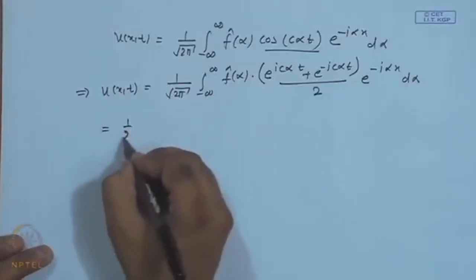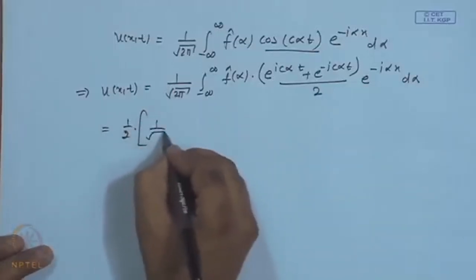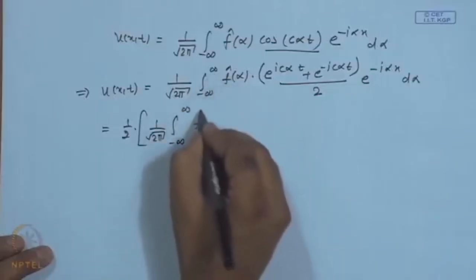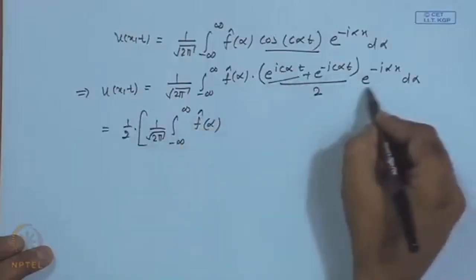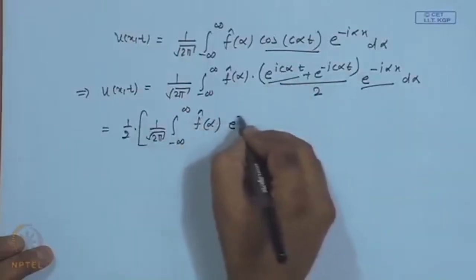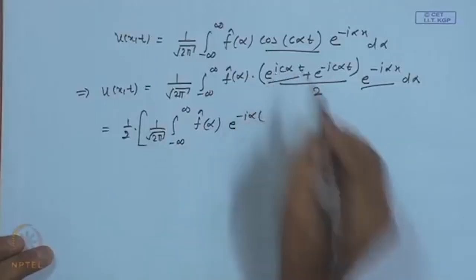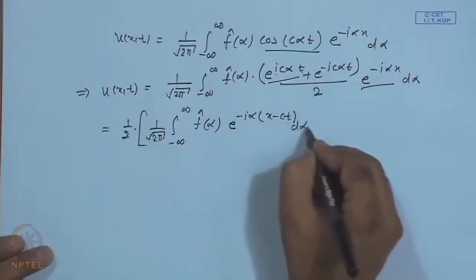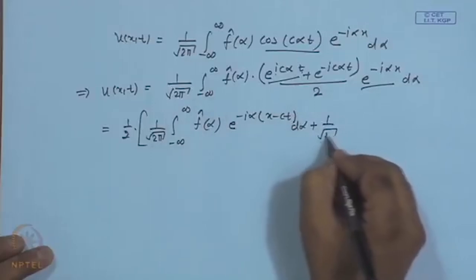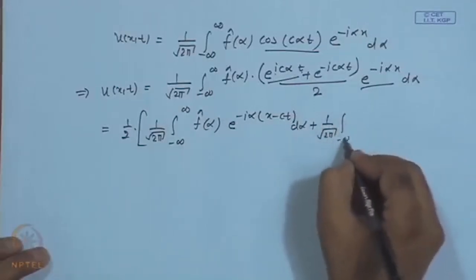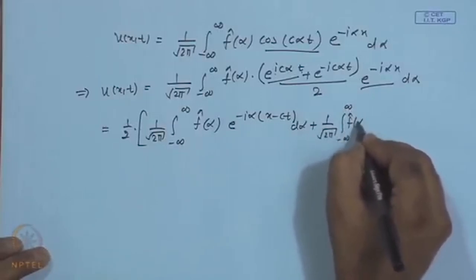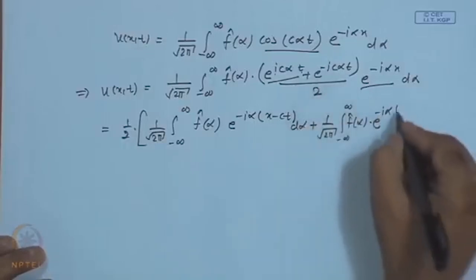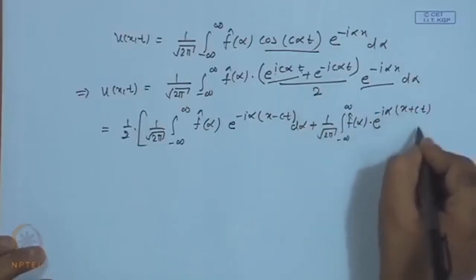So, we have 1 over 2, and this 1 over square root 2 pi, then minus infinity to plus infinity, f hat(alpha), and this we combine into one. So, we have e^(-i alpha (x minus c t)) d alpha, plus again this prefactor 1 over square root 2 pi, minus infinity to plus infinity, we have f hat(alpha) and e^(-i alpha (x plus c t)) d alpha.